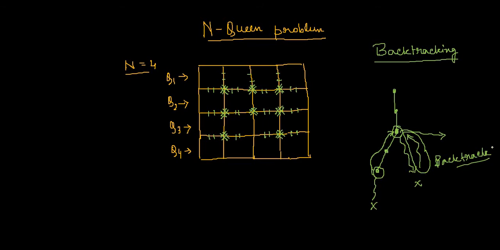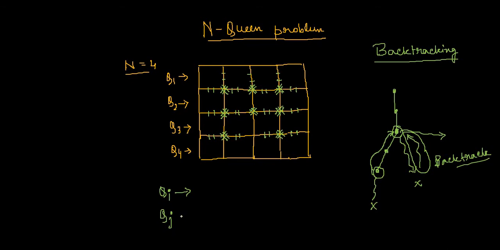So this is what we call backtracking. Now, how will we apply this backtracking over here? The most important thing in this problem is finding the collision, right? So suppose there is queen I and queen J, some value of I and some value of J.